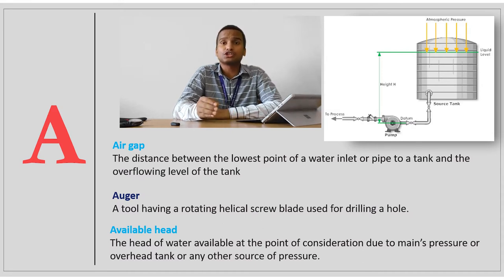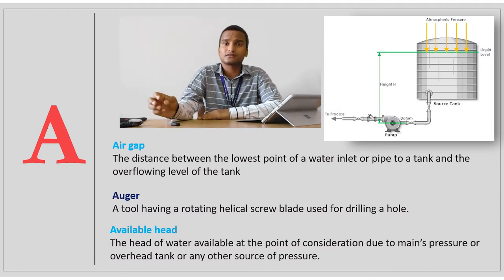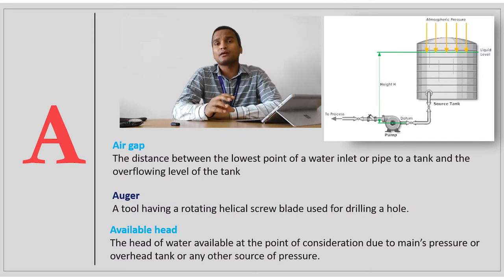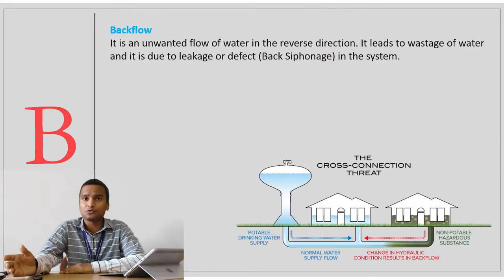P0 plus rho gh, if you have studied this in the 12th class, and that becomes very important when we discuss the pressure and energy concept of water. Well, how does water flow from high pressure to low pressure? Just like the air, it also flows from high pressure to low pressure. So this was all about letter A, and then comes B.